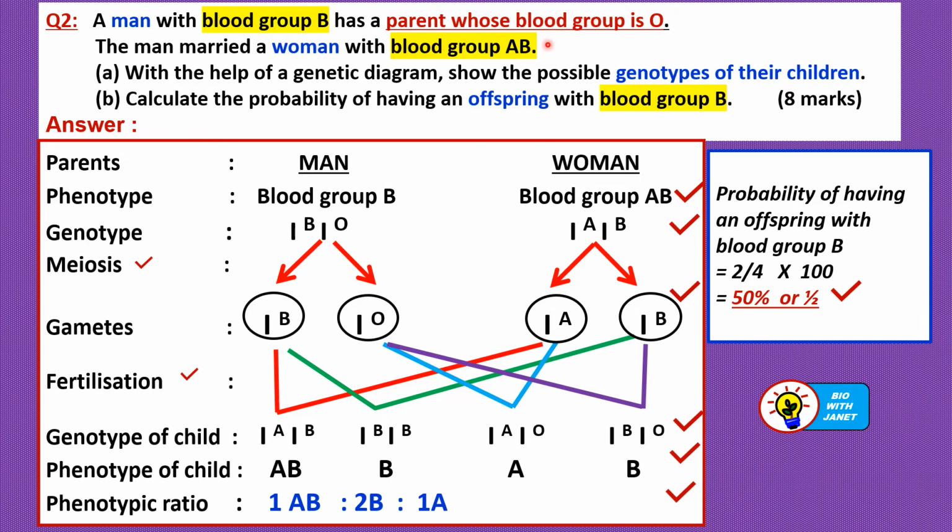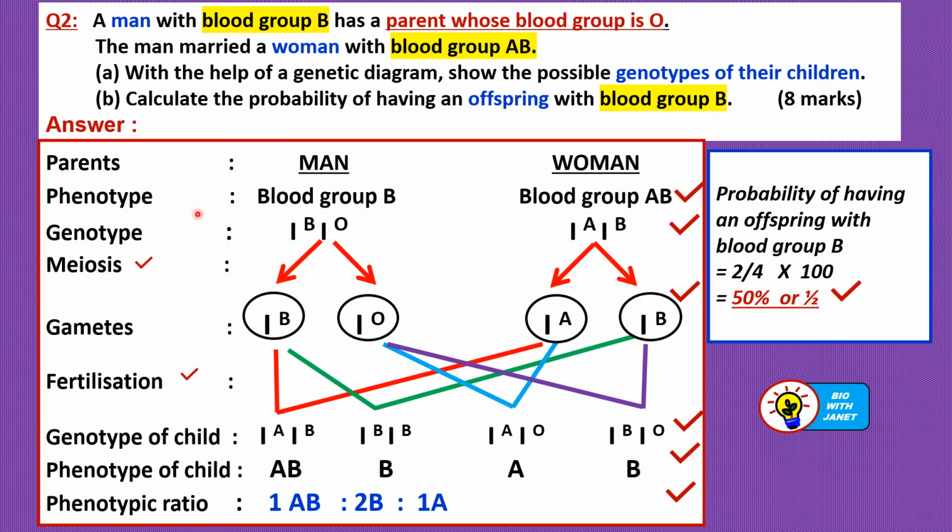Now, the man married a woman with blood group AB. So blood group AB has only one genotype, which is IAIB. So remember, a person with blood group A can have two possible genotypes. Blood group B also has two possible genotypes. Blood group AB, only one possible genotype, IAIB. Blood group O also only one genotype, IOIO.